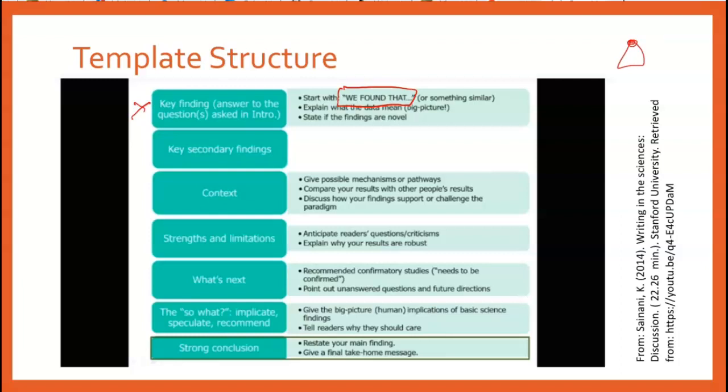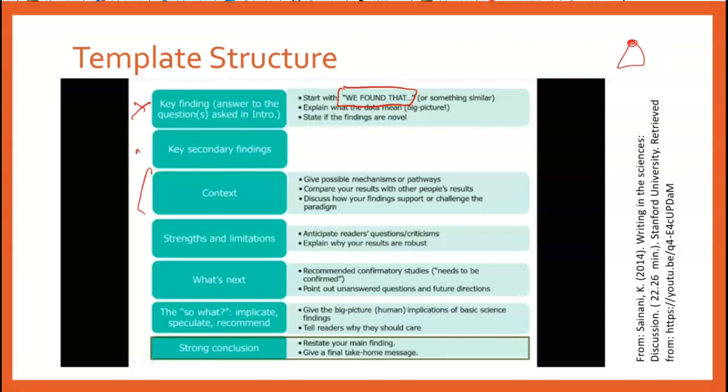But you do allude to some of the larger context if that's appropriate. If you have secondary findings that are also important, you're going to mention them here as well. And then what a lot of authors do, and if you're writing an article it's really helpful to do, is provide a very rich context for what these results mean. Remember, the interpretation and analysis is reserved in traditional IMRAD format for the discussion section. So here you give possible mechanisms or pathways, compare results with other people's results, discuss how your findings support a challenge to a paradigm, and anything that falls into those kinds of rhetorical moves.